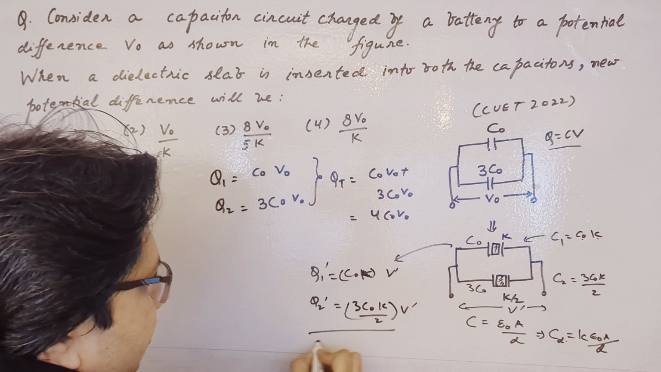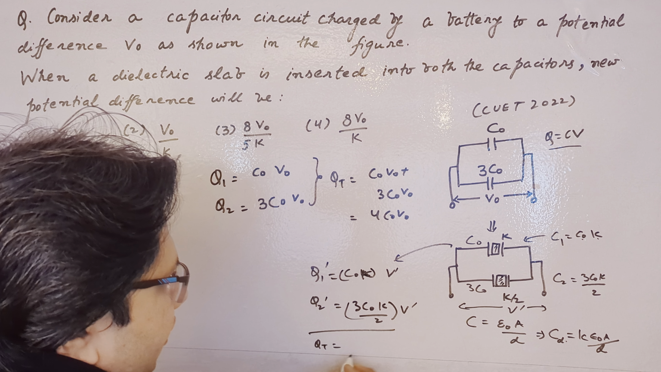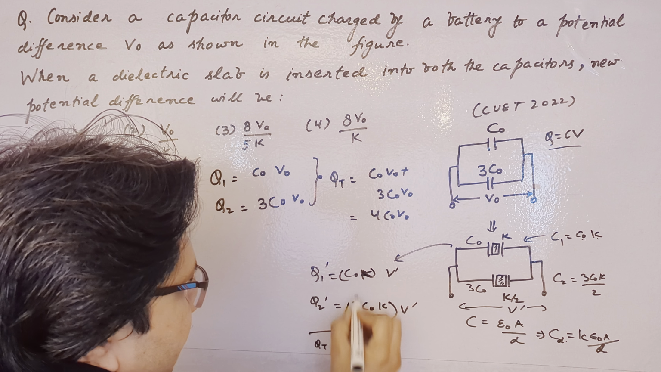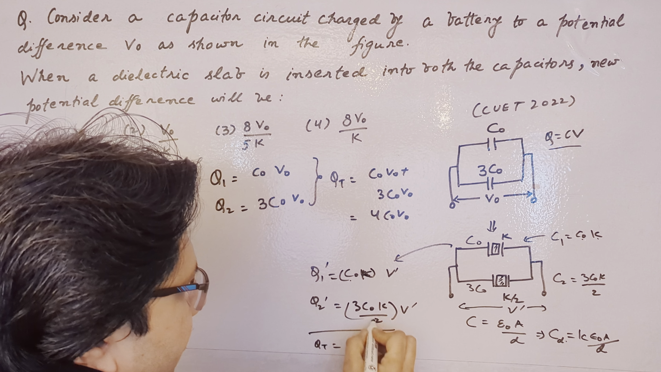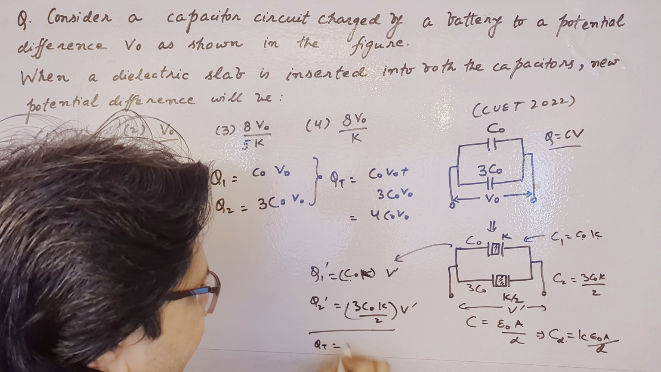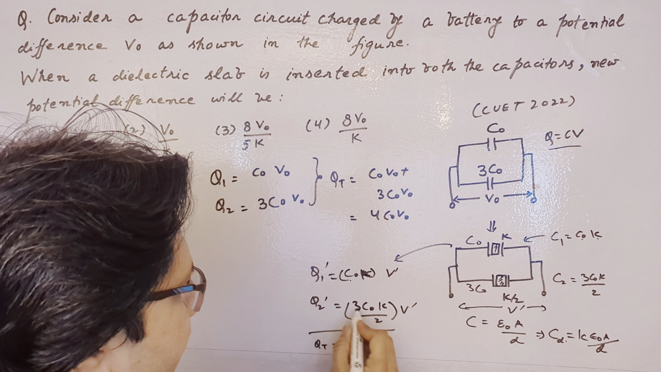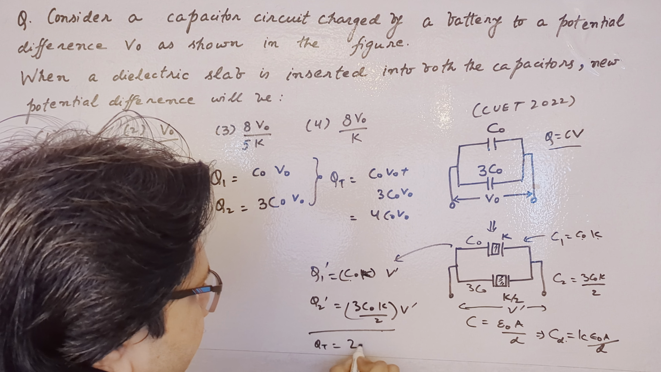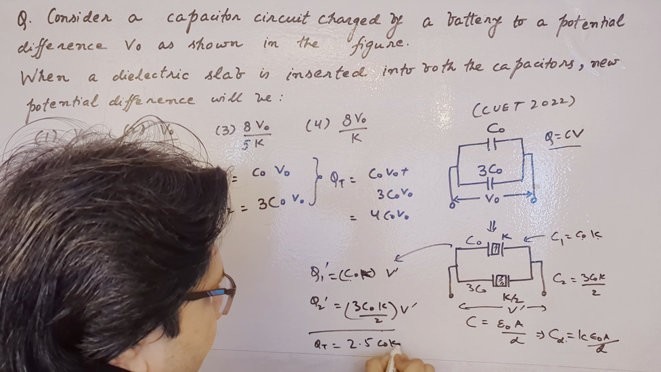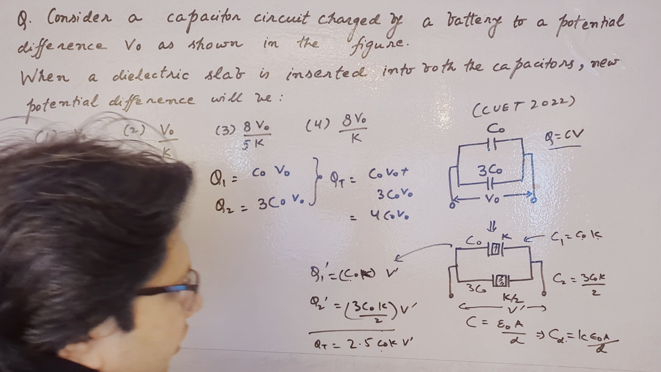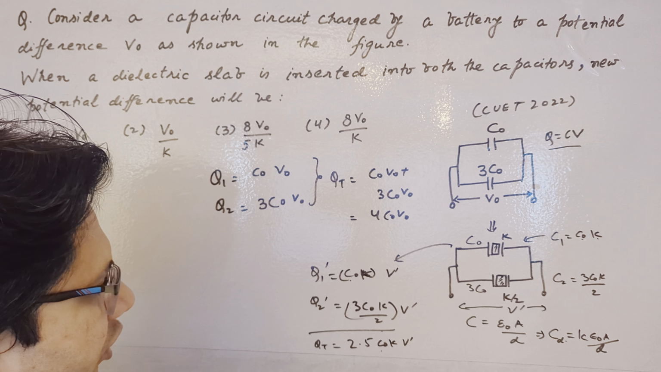So the net charge Qt is equal to the sum of these two. This becomes C naught K V dash plus 3 C naught K by 2 V dash. So this is 1.5 and this is 1, so it is 2.5 times C naught K V dash. So this is the total charge.